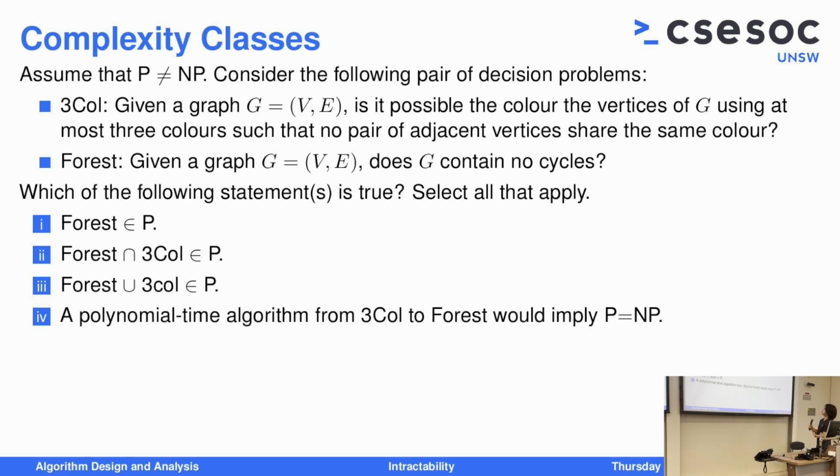Given a graph G, defined by its vertices and edges, is it possible to color the vertices of G using at most 3 colors such that no pair of adjacent vertices share the same color? This means for any two vertices in the graph, if they're next to each other, they're not the same color. Finally, we have forest. This isn't NP-hard. Given a graph G equals (V, E), does G contain no cycles? How can we solve this in P time?